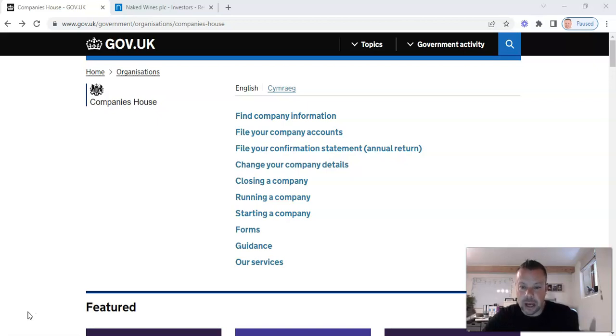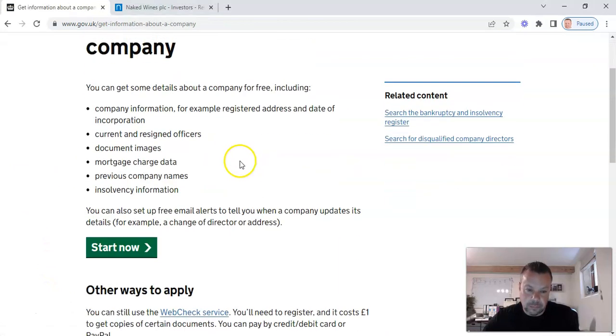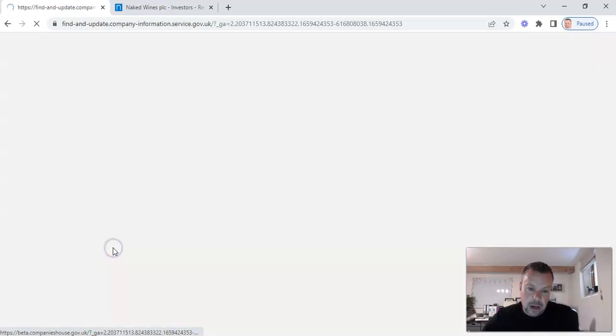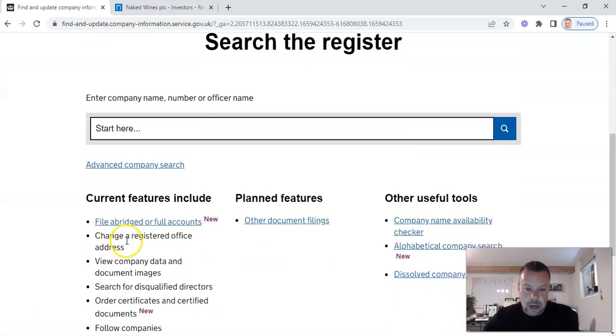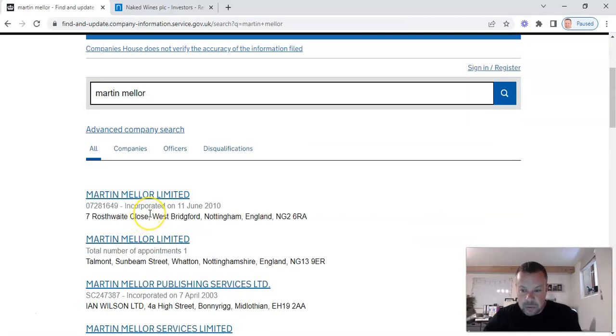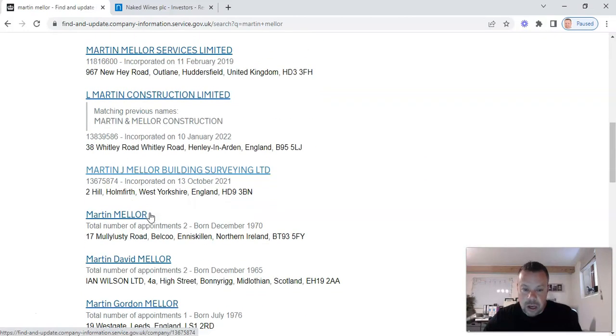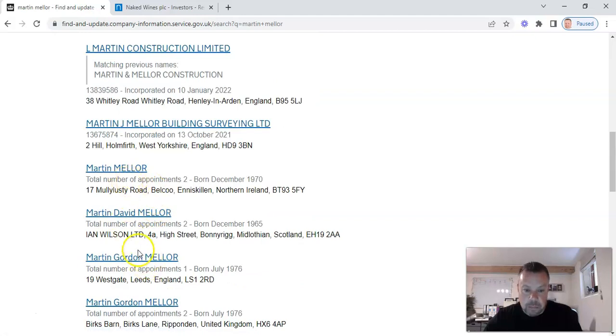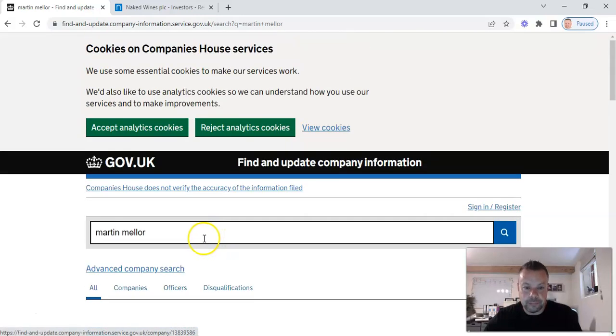So we go to the Companies House website, gov.uk, and then we would click Find Company Information. Scroll down and Start Now. And we then have a few options as to how we search the register. So we can type a name, Martin Meller, and click search. And there are businesses with that name in the title, but there are also individuals. So you can find me further down the page.